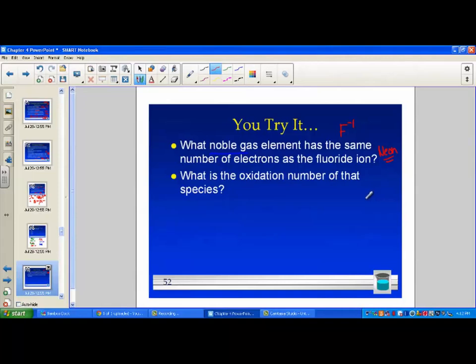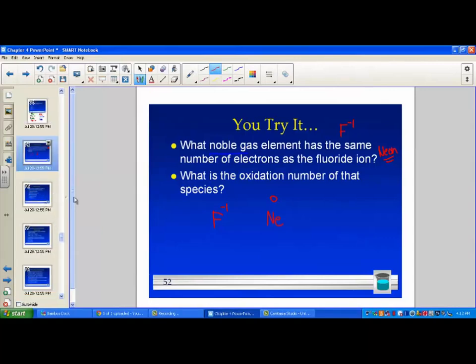What is the oxidation number of that species? Well, neon is an element in its natural state. Rule number 1, we know that it would not carry a charge at all. Fluoride has the same number of electrons as neon. Fluoride gained an electron, carries a -1 charge. Neon, a noble gas, would never gain or lose. Its elemental form gives us an oxidation number of 0.